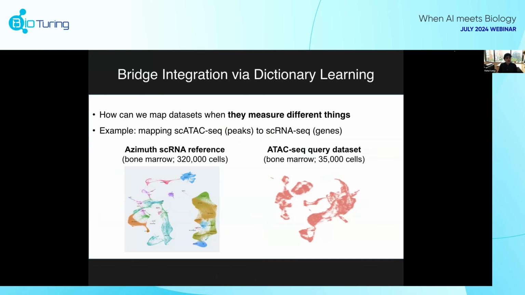All right, so the fundamental challenge, of course, in doing that is that when we want to map one data type onto another, we need to integrate data sets even when they measure different things. And this is the fundamental computational challenge.